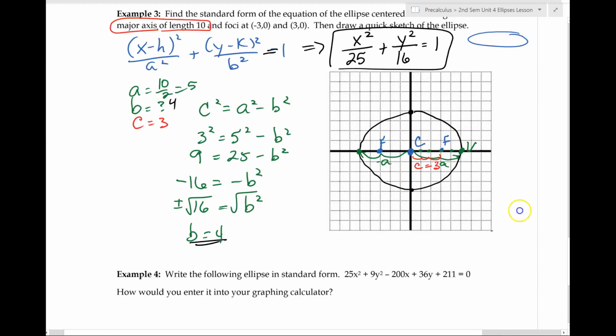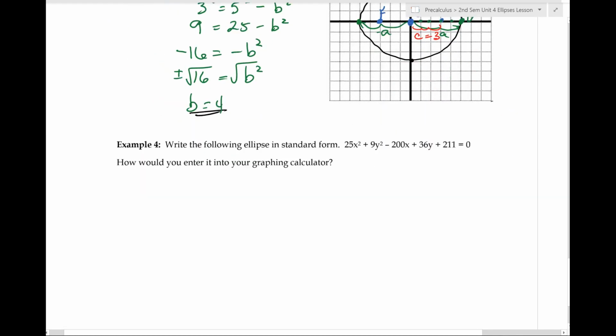Now the next one, we're going to be using that completing the square stuff that we've been talking about. Remember, that means we have an x quantity squared and we have a y quantity squared, and we want this whole thing to equal 1 when we're done with it.